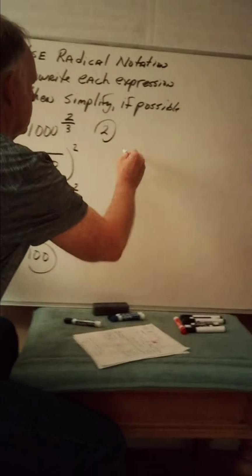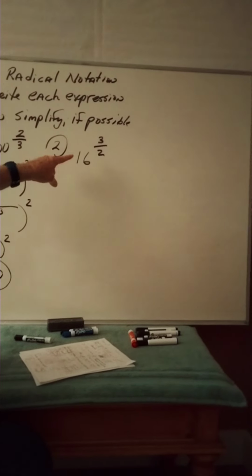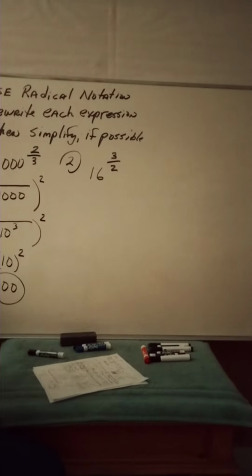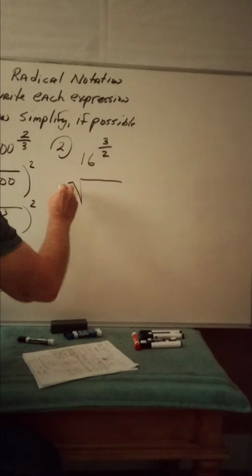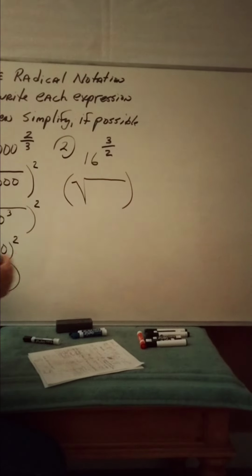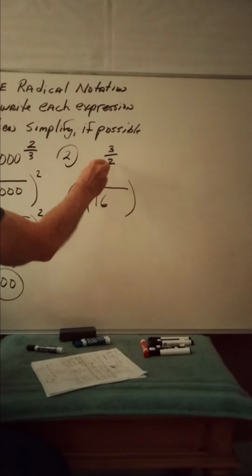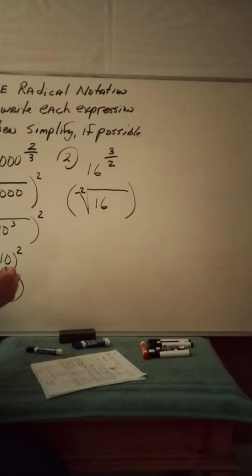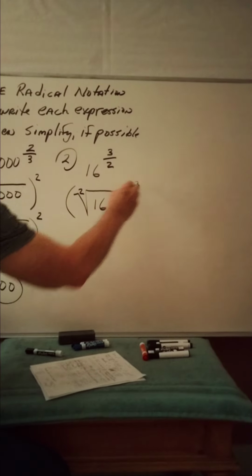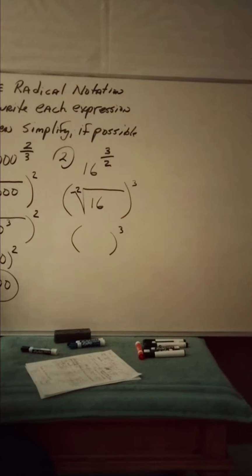Number 2, 16 to the 3 over 2. We're going to rewrite this in radical notation first. Make the radical. Put a house. The base becomes the radicand. The denominator becomes the index. And the numerator becomes the exponent. Bring down the house. Put the exponent in place.